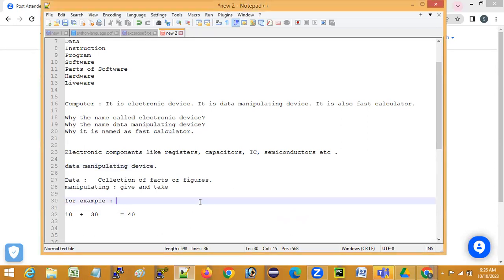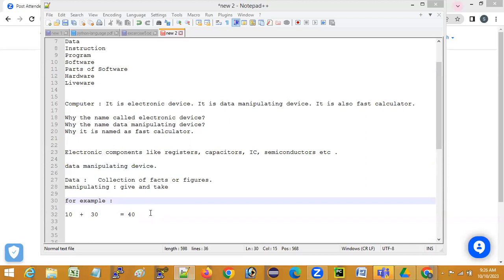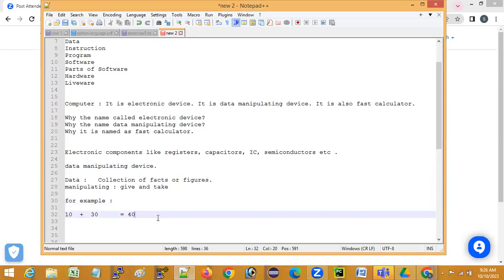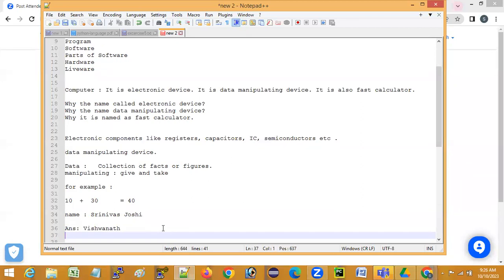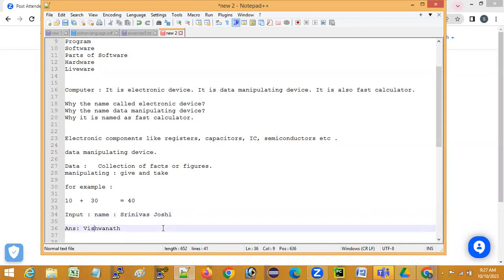Yes, guys. Whatever the input is, according to that input you are going to get the output. You should not expect otherwise. See, now my name equals Srinivas Joshi, and I am expecting the answer as Vishwanath. Is it possible? I had given the input as Srinivas Joshi, so then you are going to get the answer as Vishwanath.